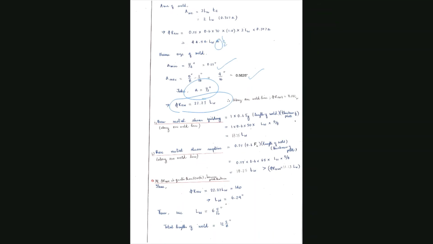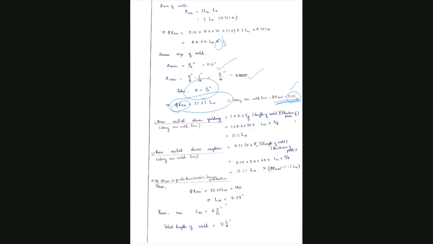Okay. So this is the total strength of the weld. Now if you just take one of them for checking the base metal yielding and rupture, just take one of them. In this case you know that both of them are equal, so you can take phi Rn of the first one. You can take even the second one, it doesn't matter. You take the first one, which equals 11.13 Lw. Okay, this is the strength of one of the welds among the two.